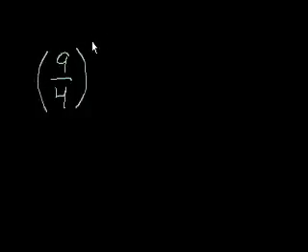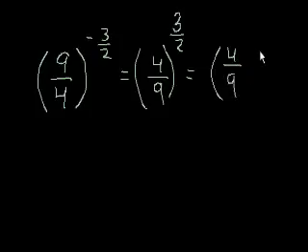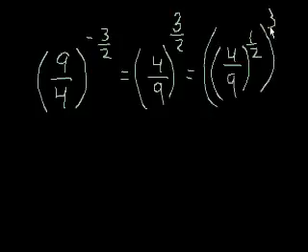Let's say 9 over 4 to the negative 3 over 2. Well, immediately we see that negative exponent. Let's flip the base. We get 4 over 9 to the 3 halves. Well, we know that that equals 4 over 9 to the 1 half, and then all of that to the 3rd power.